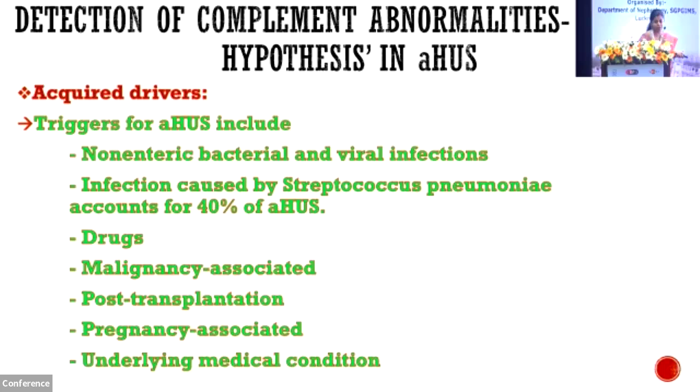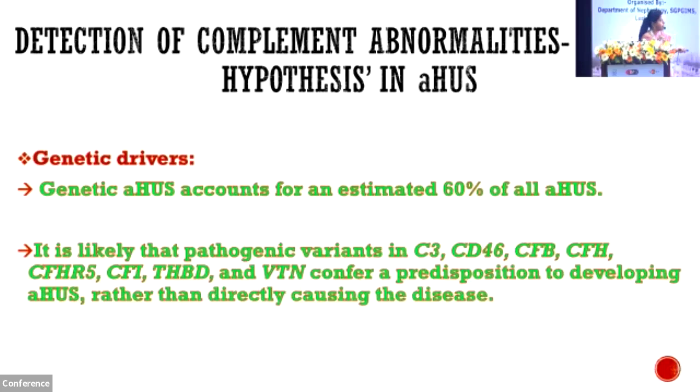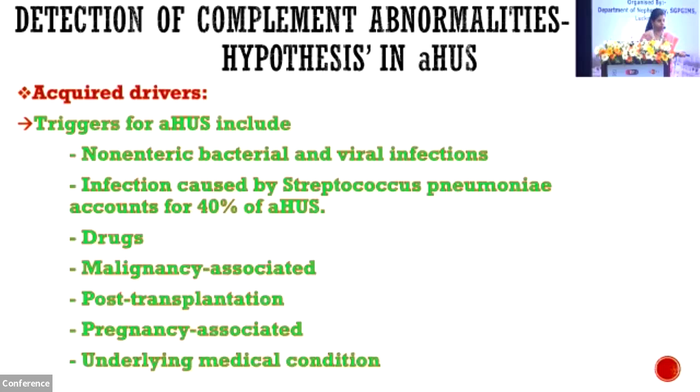Now, when we say a genetic abnormality, always remember we can't say it is causing. There has to be a separate trigger. In most of the cases, there'll be a second hit. So it is a two-hit hypothesis. Okay, you have a genetic predisposition and you have an acquired trigger. The acquired trigger can be either an infection or it could be pregnancy, drugs, post-transplantation. Now, the common endpoint for all these triggers is usually complement activation.